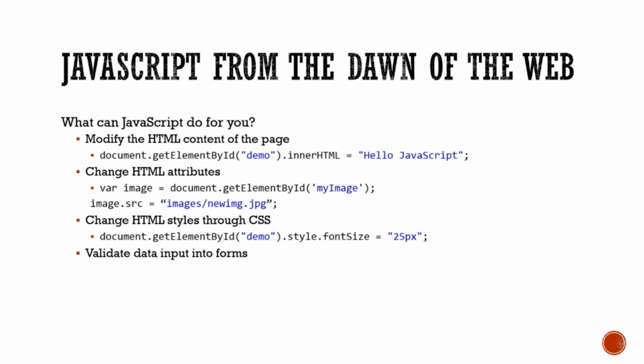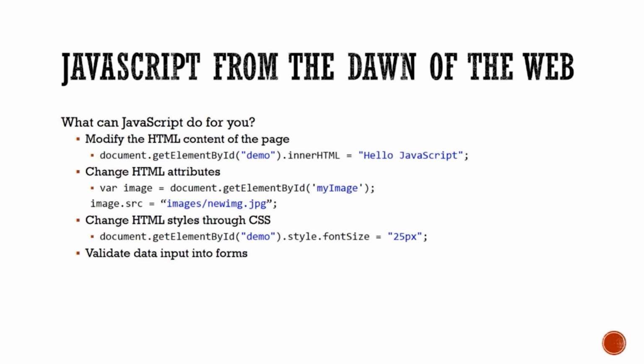Another option is to change HTML styles through CSS. We know CSS is the styling language of the web. HTML defines the structure and content. CSS does things like defining the font weight, the color, the family, border types, shadows, position of the element on the page, and many, many more. Well, we can use JavaScript to make modifications not only to HTML, but also to CSS.